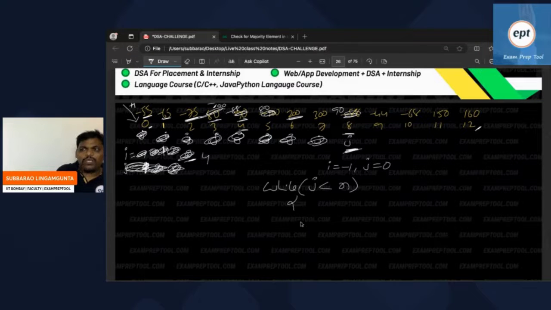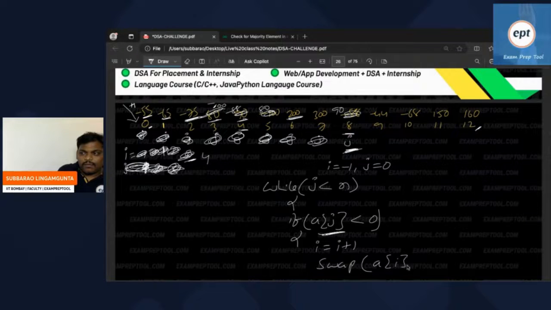Whenever this loop is going on, what are you doing? You check one condition: A of j is greater or less? If it is less than 0, because for a of j we want greater than 0, but if it is less than 0, then you have to do one thing inside: i is equal to i plus 1, swap a of i, a of j. That's it. This is the thing which is going on.